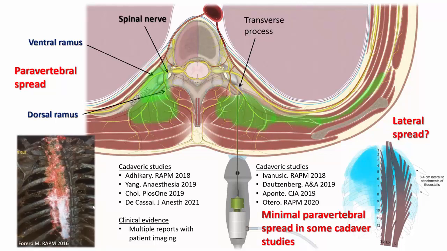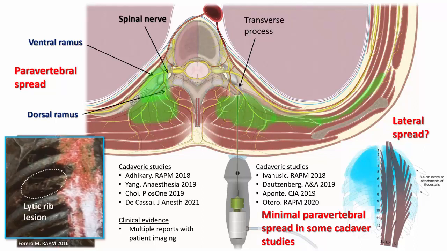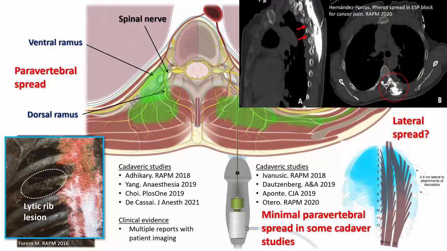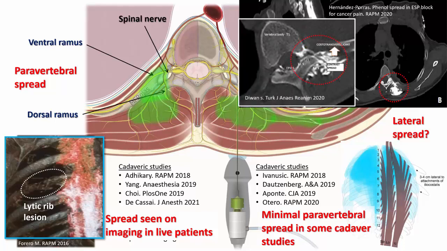This CT scan from our initial report shows that lateral spread of the injectate is limited, and more importantly, there was pain relief from what turned out to be a previously undiagnosed metastatic lesion in the patient's rib. This was what convinced us that there must be more than just cutaneous nerve blockade happening with the ESP block. And subsequent imaging studies in live patients have demonstrated that anterior spread into the intervertebral foramina and the paravertebral space can and does occur.